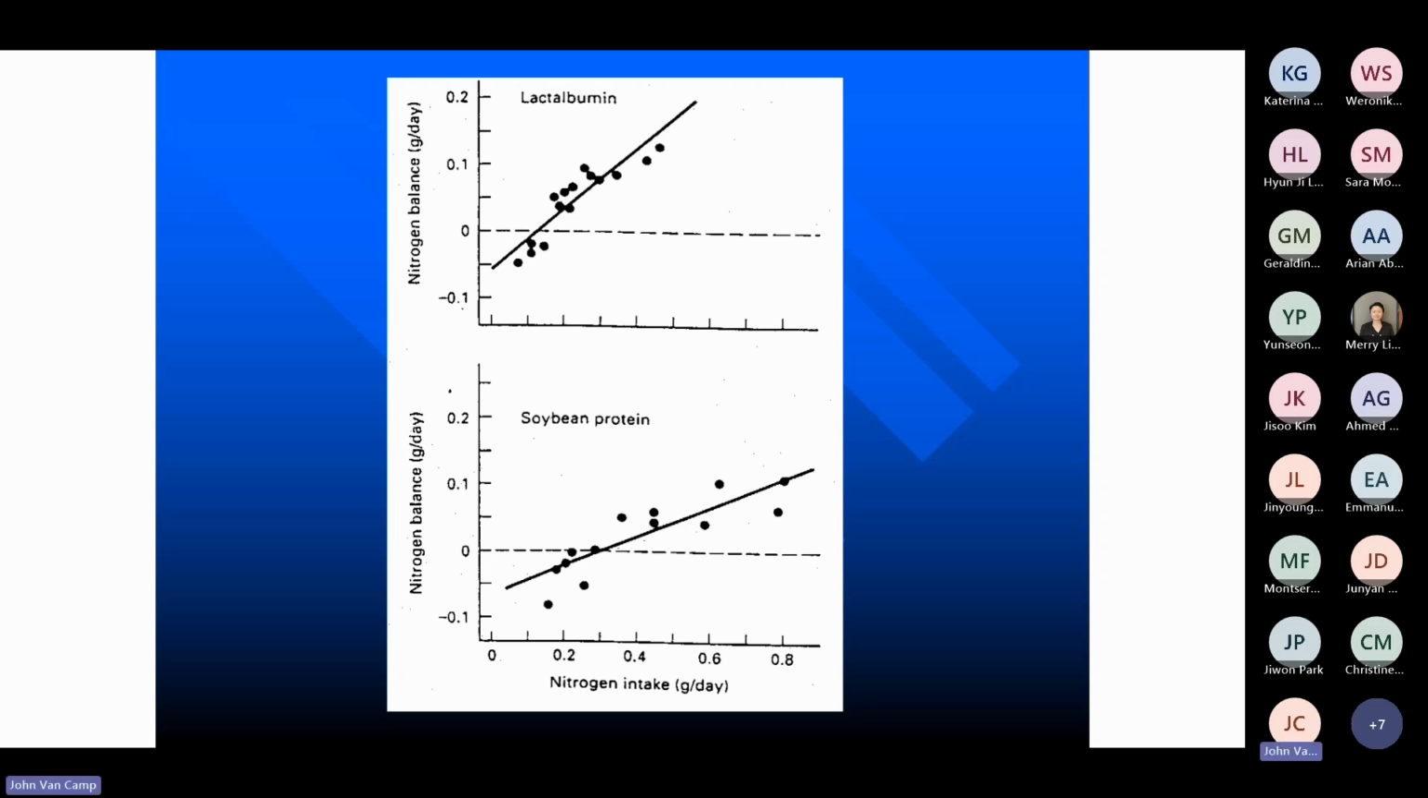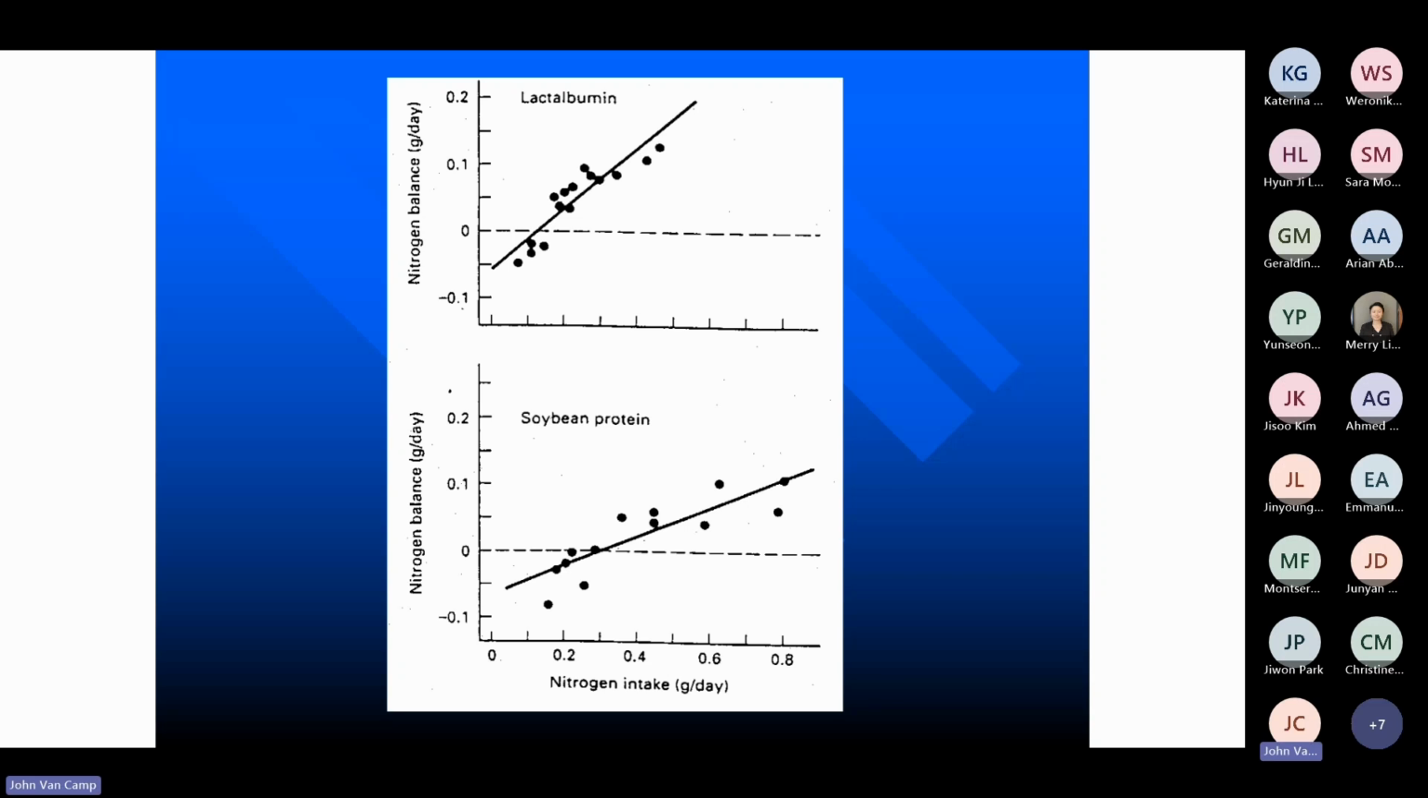So on the x-axis, you can see the nitrogen intake of the animal in grams per day. On the y-axis, you can see the balance, so the difference between the intake and the losses. And you can see that for two different proteins, lactalbumin, which is an animal protein from milk products, and soybean protein, which is a plant-based protein. And you can already see that there's a difference between the two in terms of protein quality.